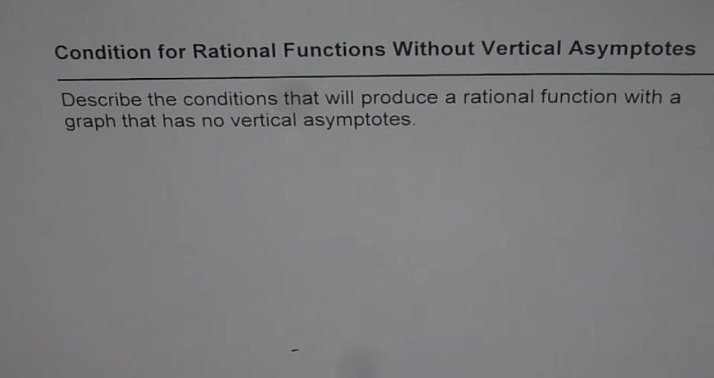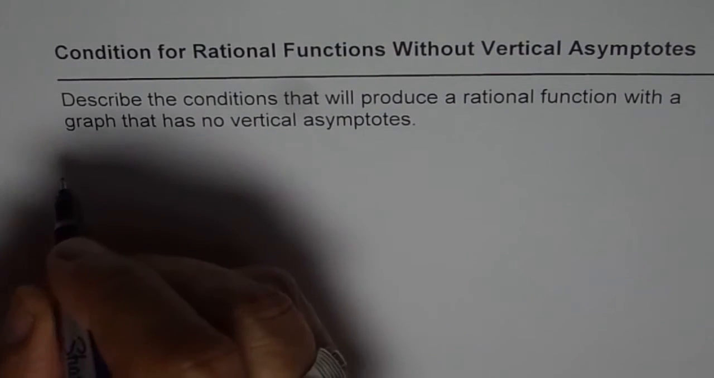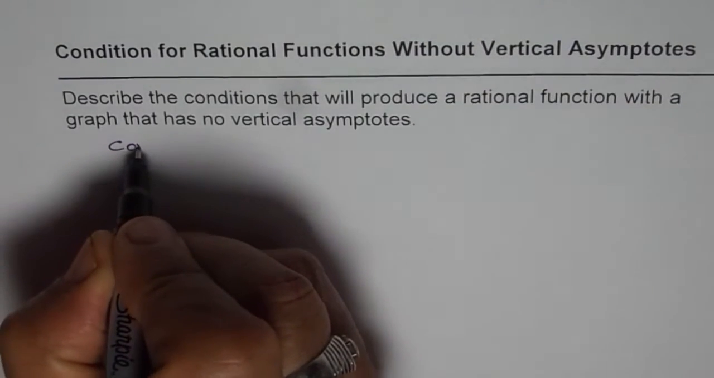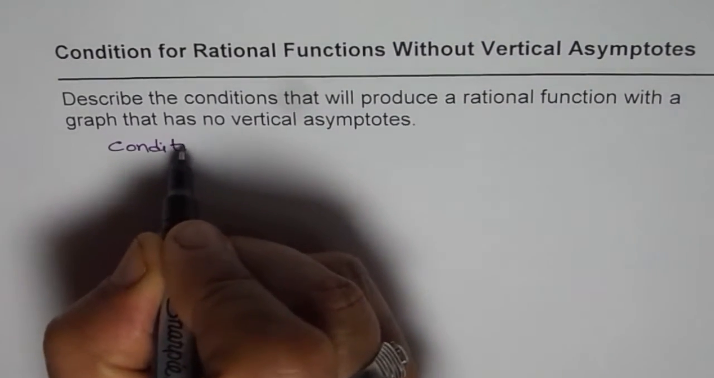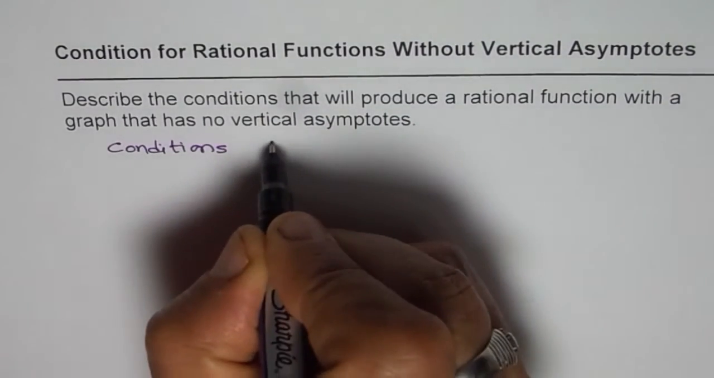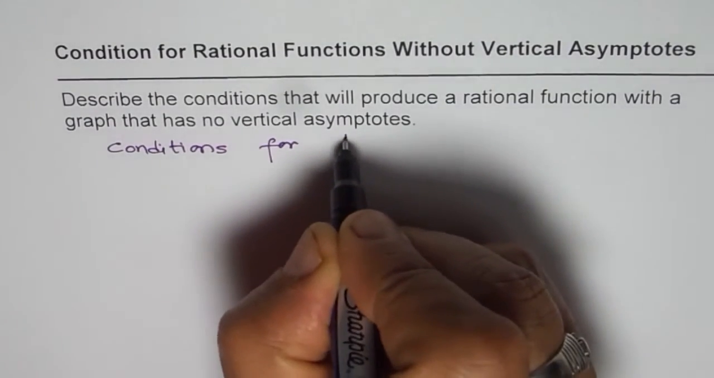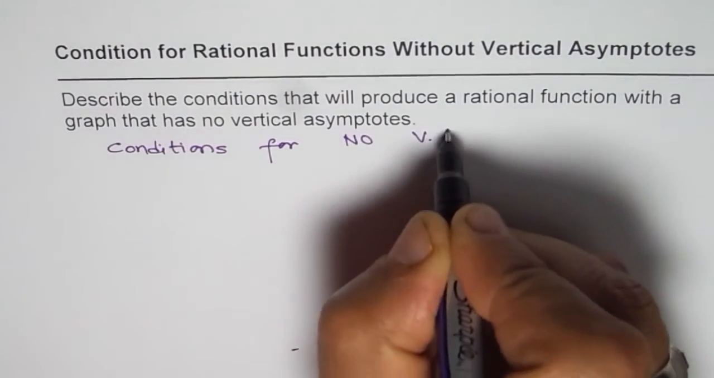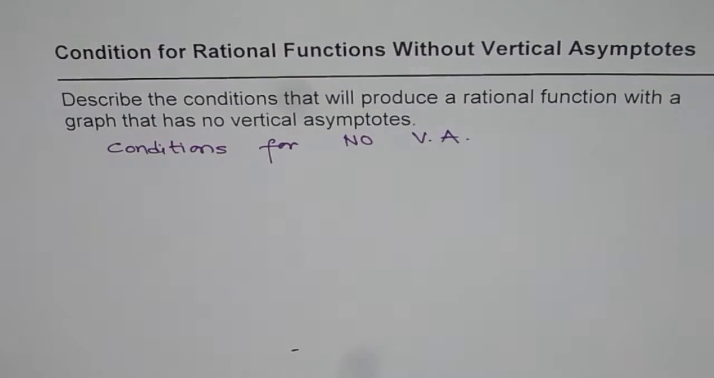Correct? So you can pause the video, answer the question. We already had a couple of videos which will give you clear idea of how to summarize our learnings. So we are going to summarize these learnings. So what we are going to do here is, we are going to write conditions for no vertical asymptotes.